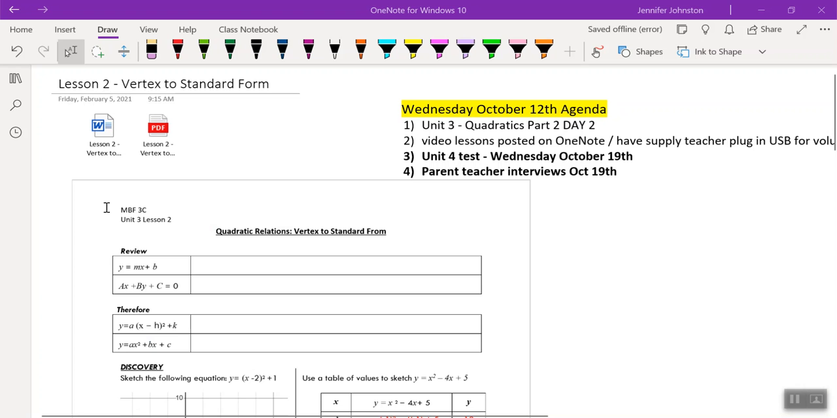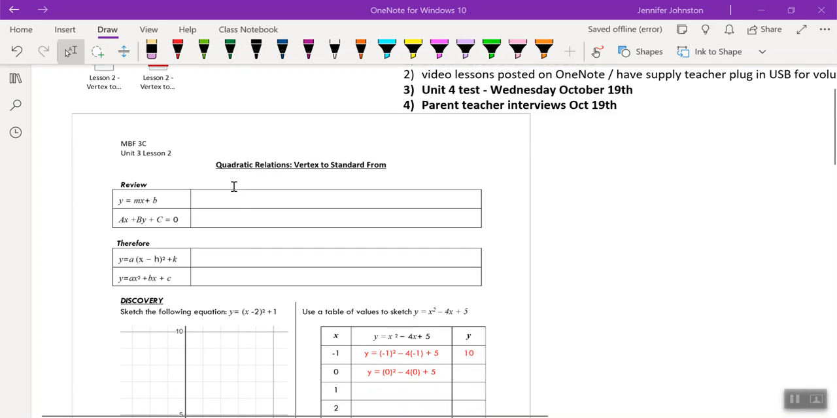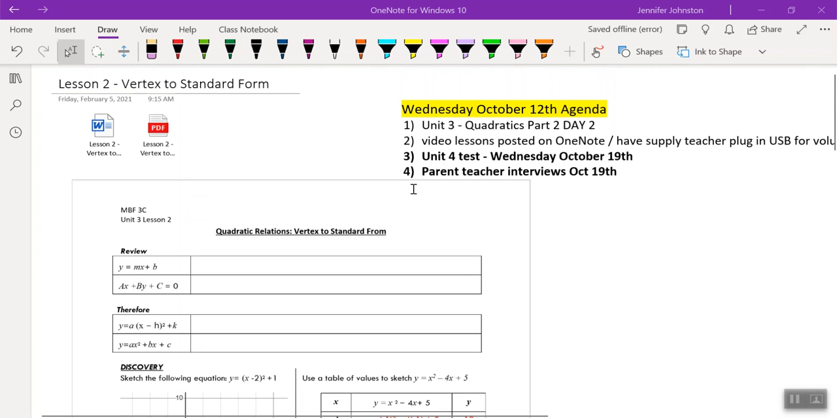And yeah, so go ahead and grab lesson 2. We are going to be looking at this today, quadratic relations, vertex to standard form. If you don't have this page, please ask a supply teacher for it. If not, then you can print it off on the OneNote. Or grab a piece of paper and record some of these things on line paper.